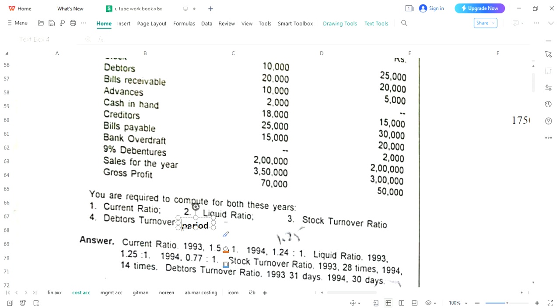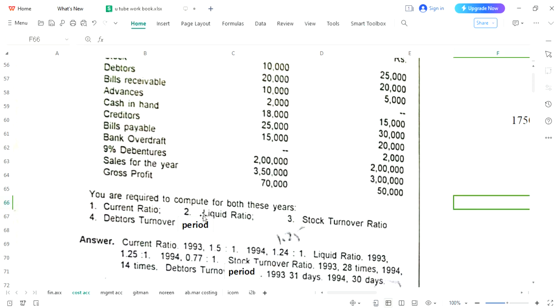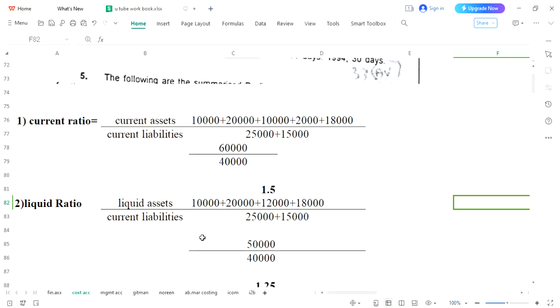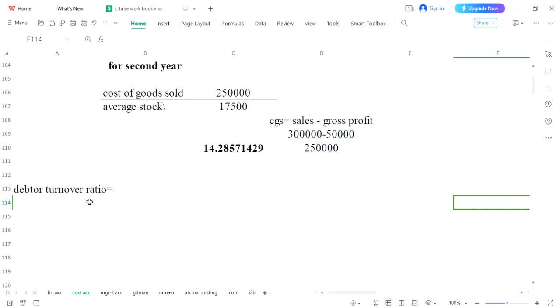So calculation of debtor turnover period, and the same we will be using over here, and you will correct it by yourself. This is debtor turnover period. Alright guys, so now we are going to calculate what? Debtor turnover period. For that, first we will write the formula.